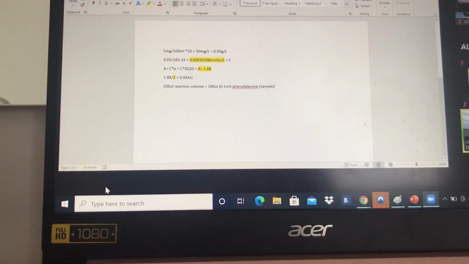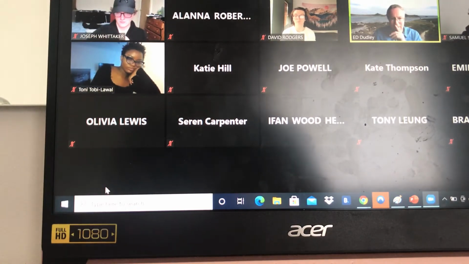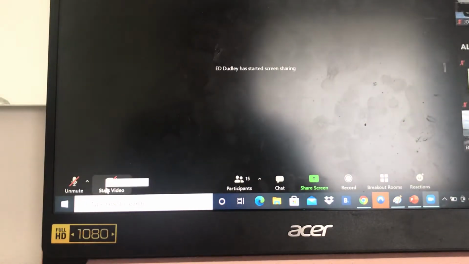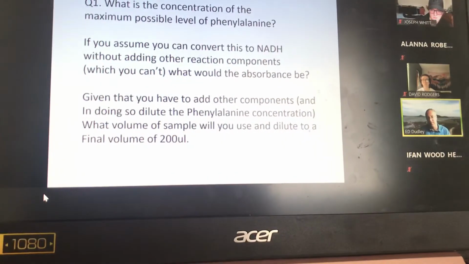So all this part of the calculation defines for us how much of the reaction volume we want to be made up by the sample, or the standard phenylalanine solution. Okay. Does that make sense? If I go back to here. So this tells us that of our 200 microliters, 100 microliters will be the sample. That's important because until we've defined that, we can't work out any of the other volumes.